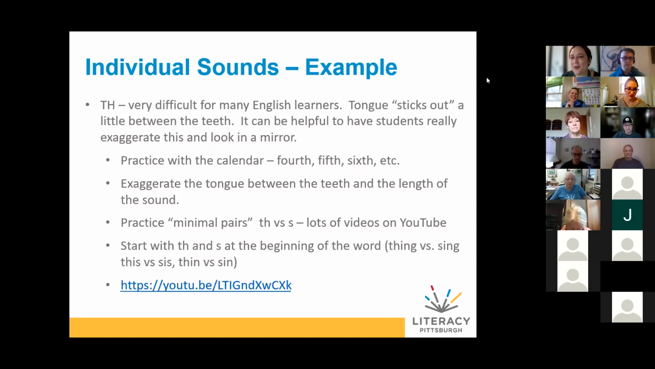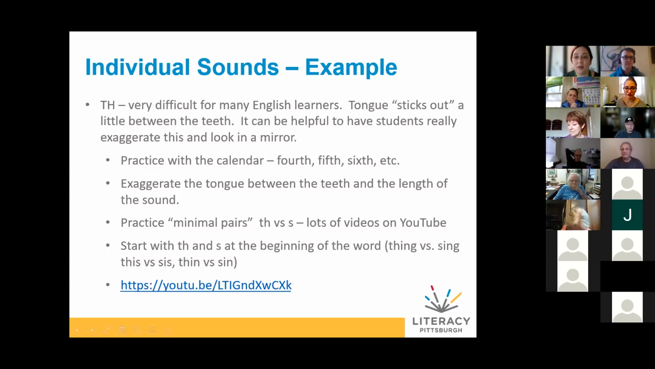Okay, one example. I want to show one individual sound example, TH. It's very difficult for many English language learners. This is not a sound that's in a lot of languages. It's awkward. You stick your tongue out. That can be rude to some people. I make people in my class stick their tongues out really far and practice that for a while. It's uncomfortable at first, but it also is extending their muscle. Your tongue is a muscle. They're not used to doing that. So you want to have them practice this, exaggerate it.